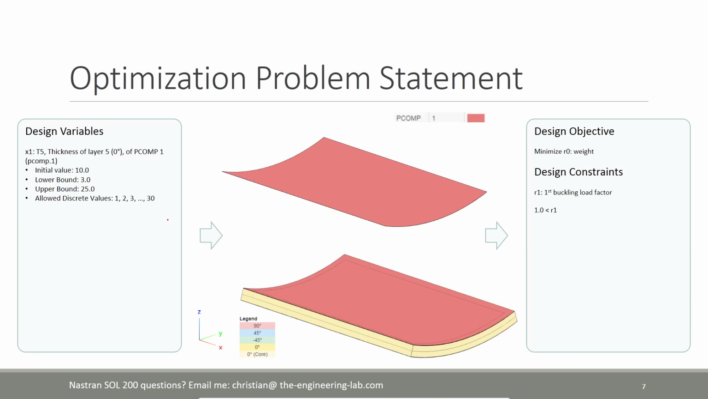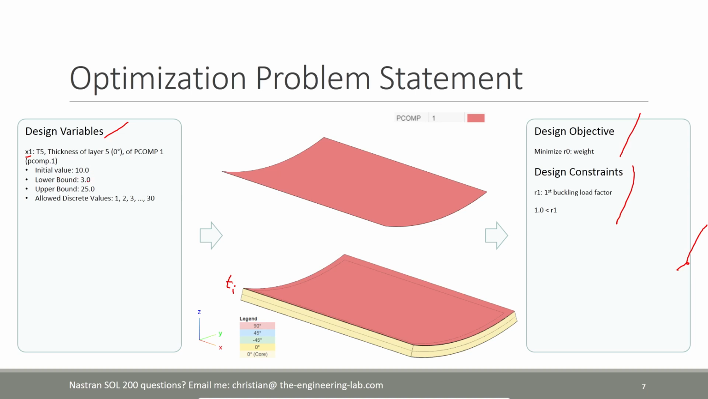As always, please take a few moments to draft out the problem statement for your own composite model. Draft out the variables, the objective and the constraints. This is critical for successful optimization. Here, for the variables, actually, we're going to just optimize one thickness. Rather, we're going to represent the thickness of the core as X1.